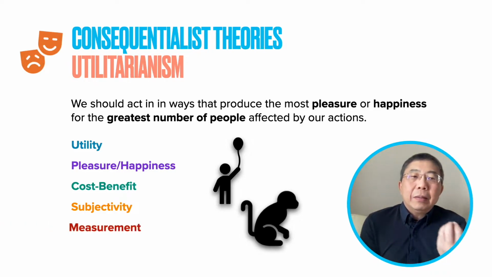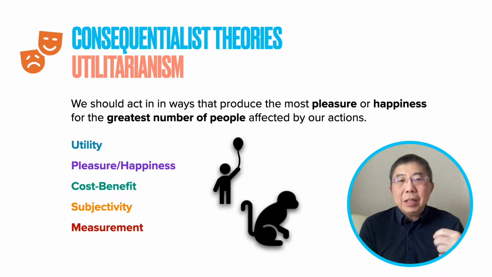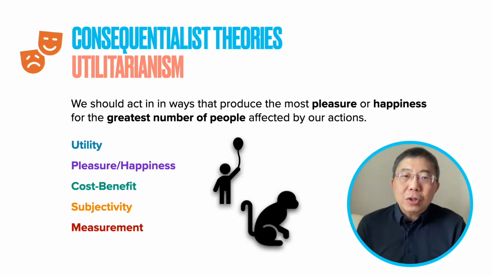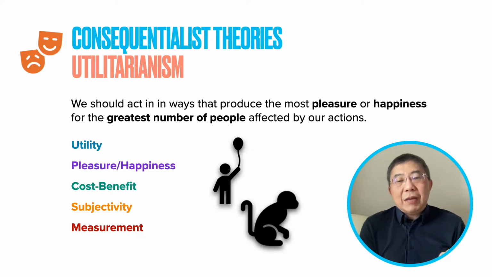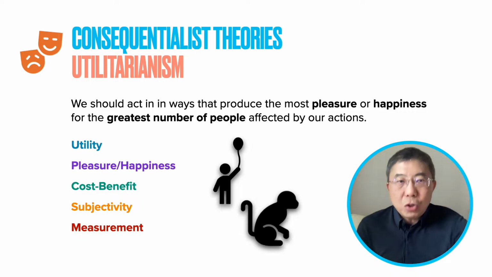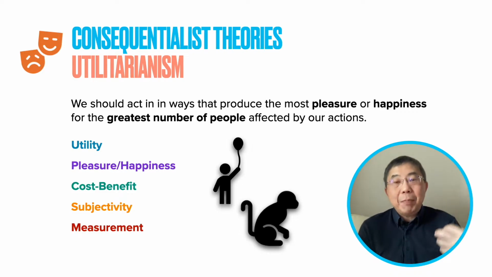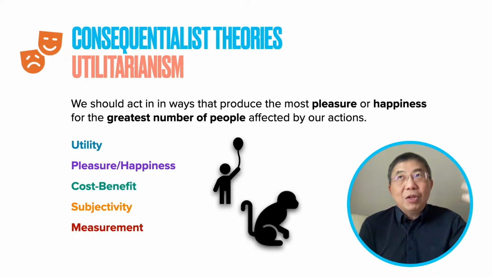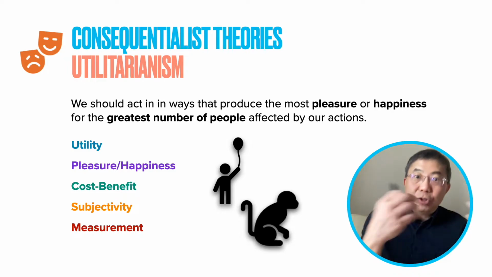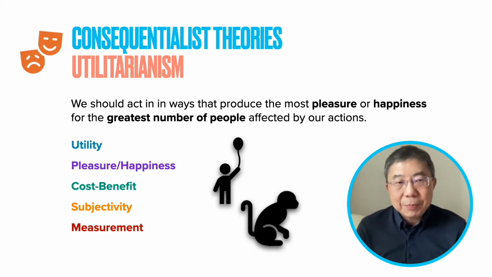The other weakness in utilitarianism is, how do we measure pleasure and happiness? In the two examples I've given you, we are probably measuring it based on the benefit in terms of revenue generated by my products, right? And that would be measured as pleasure and happiness.